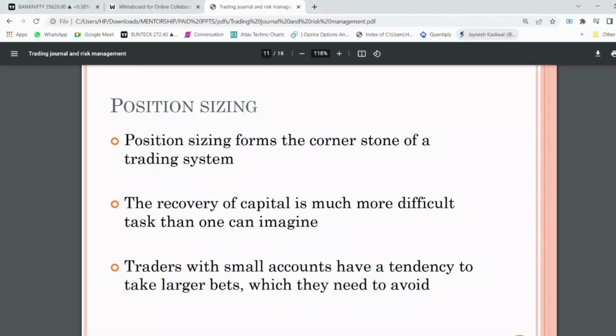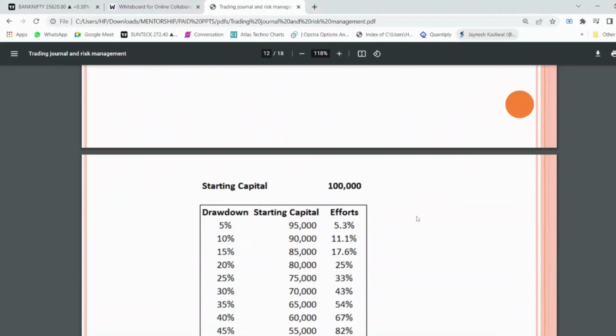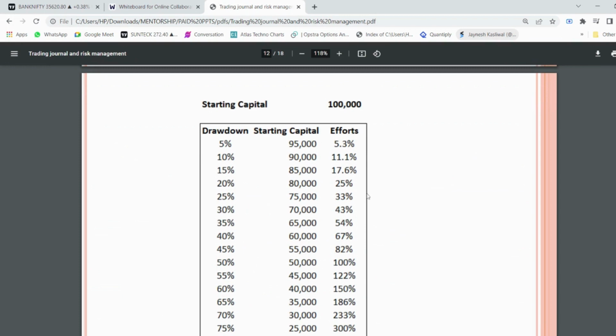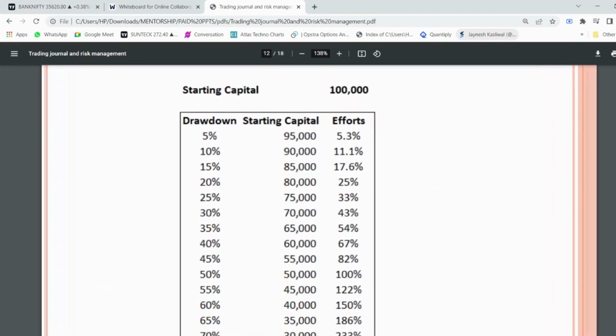Position sizing. Now, position sizing forms the cornerstone of a trading system. The recovery of capital is a much more difficult task than one can imagine, and traders with small accounts have a tendency to take larger bets, which they need to avoid. As we have already learned, a 5% drawdown requires 5.3% gains just to get back to break even. A 25% drawdown requires a 33% gain to get back to break even, and a 50% drawdown, as we have seen, requires a 100% gain to get back to break even.